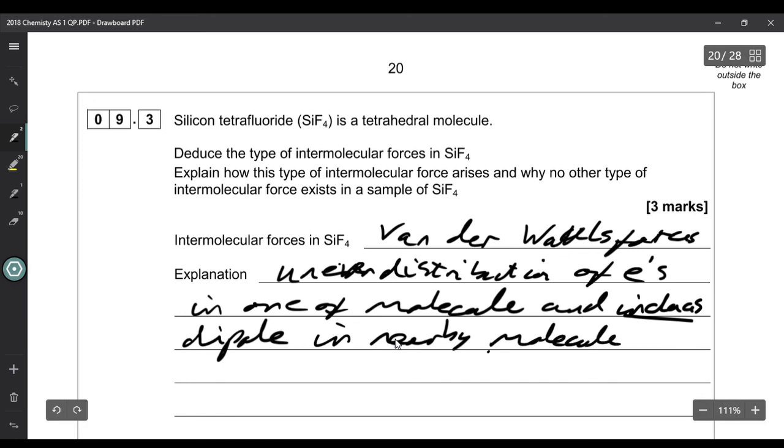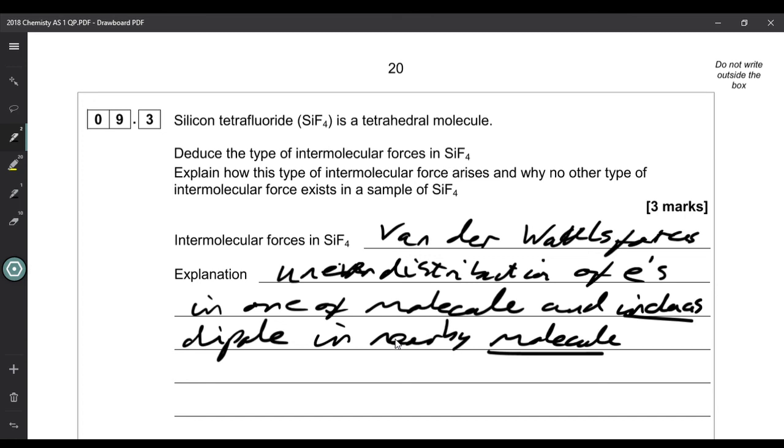And again, it's important to say that it induces a dipole in the molecule. So basically what's happening is if you've got an uneven distribution of electrons, then you're going to find part of the molecule has a small net overall negative charge where the electrons have accumulated.